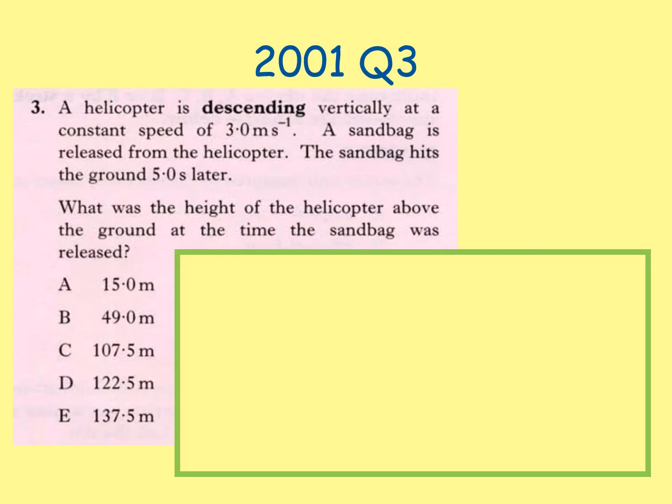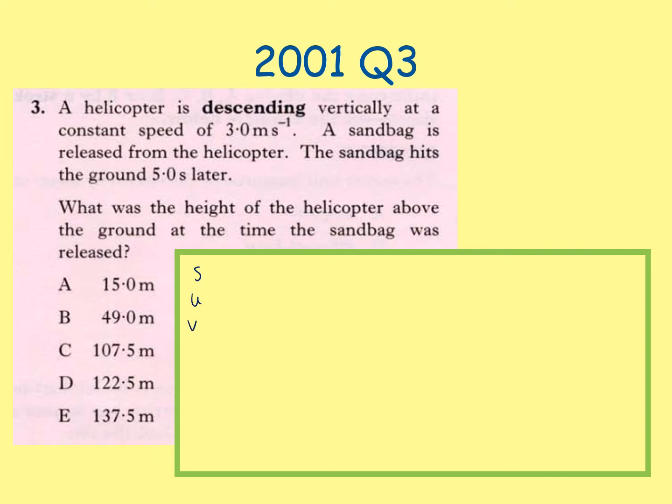A helicopter is descending vertically at a constant speed of 3 meters per second. A sandbag is released from the helicopter. The sandbag hits the ground 5 seconds later. What was the height of the helicopter above the ground at the time the sandbag was released? We are just working with the vertical components this time. We don't need to worry about the horizontal because the helicopter is descending. There's no horizontal movement there.